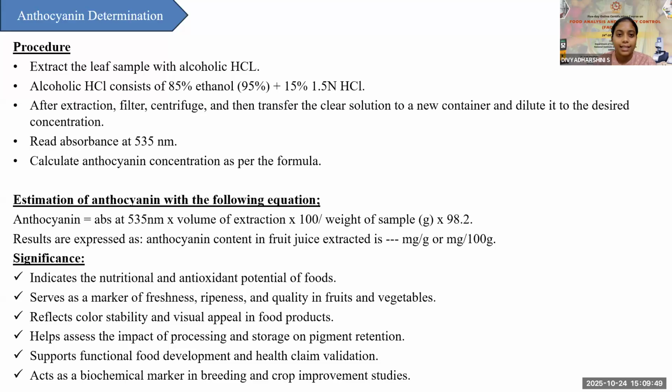There are many sensor schemes, but this is a food analytical method. It reflects the color stability and visual appeal in food products, helps in assessing the impact of processing and storage on pigment retention, and supports functional food development, as I said earlier, and health claim validation. If we are fortifying with other antioxidants like vitamins, we can also use it for health claim validation. It also acts as a biochemical marker in breeding and crop improvement studies. I will be showing the video demonstration for anthocyanin determination.